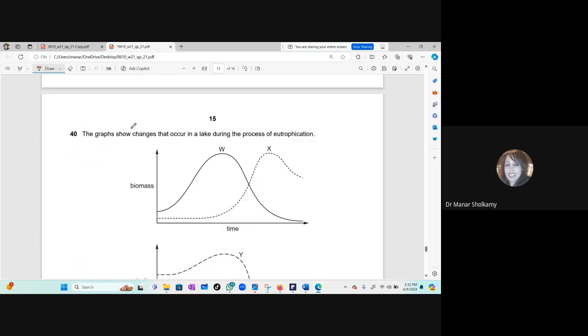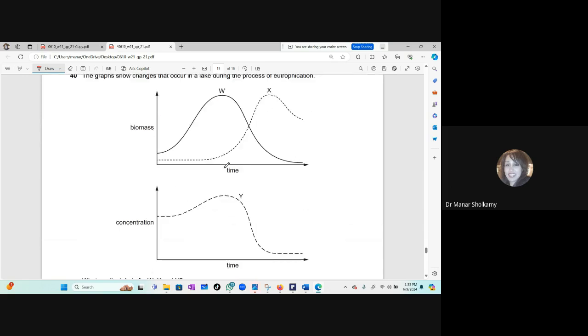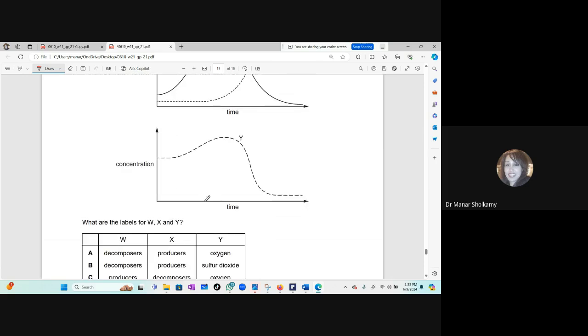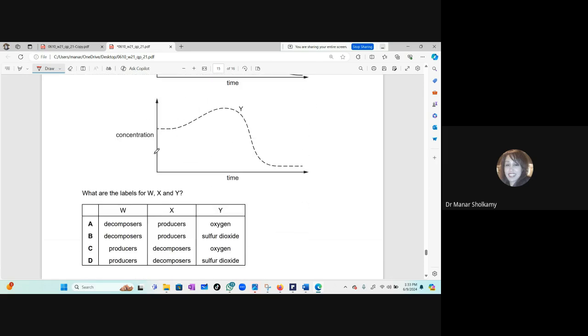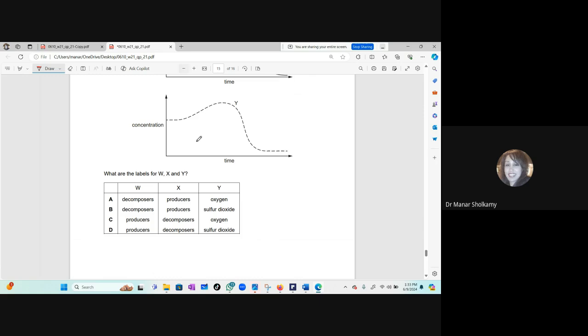The graphs show changes that occur in a lake during the process of eutrophication. Now, we have time on the x-axis and biomass on the y-axis, and in another graph, time and concentration on the y-axis. What are the labels for W, X, and Y? Now, this can be a little bit tricky.